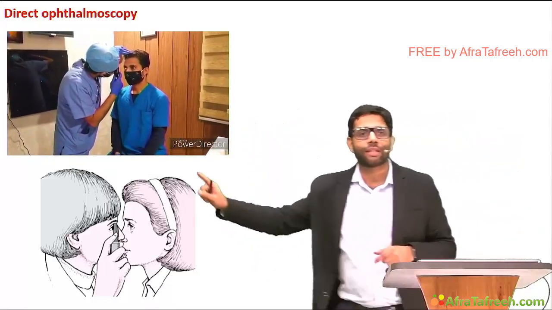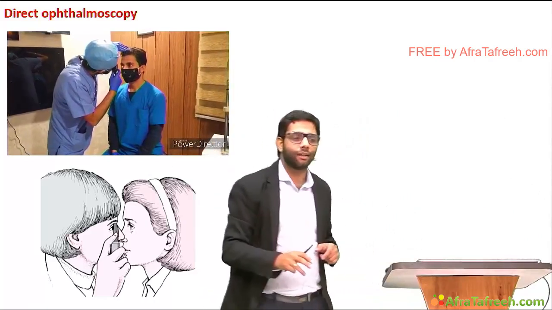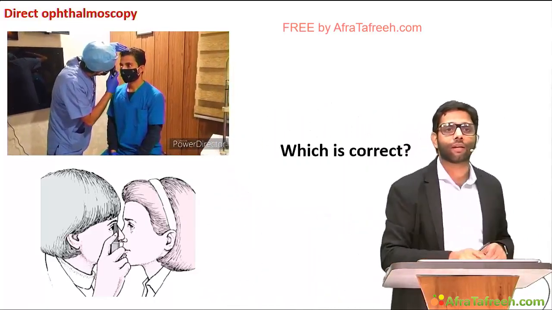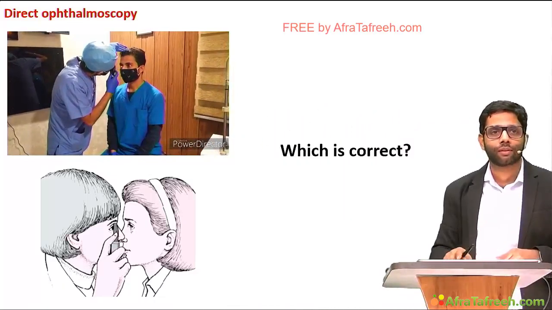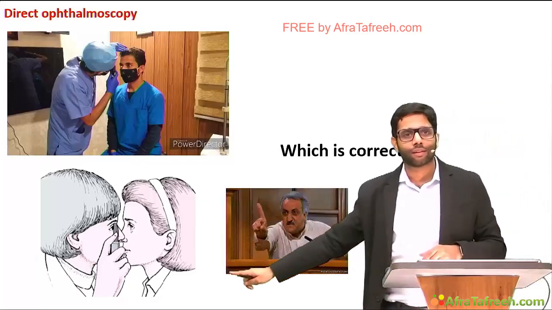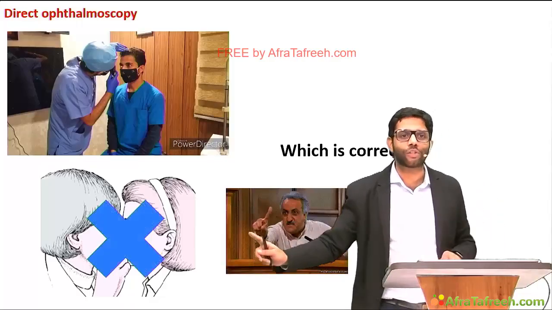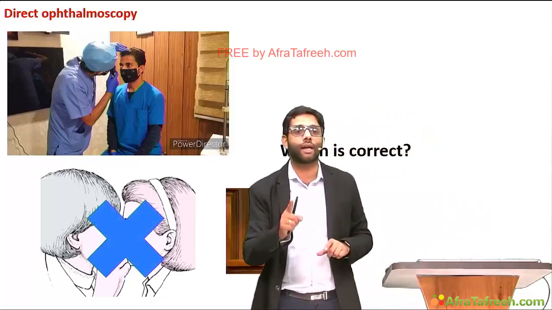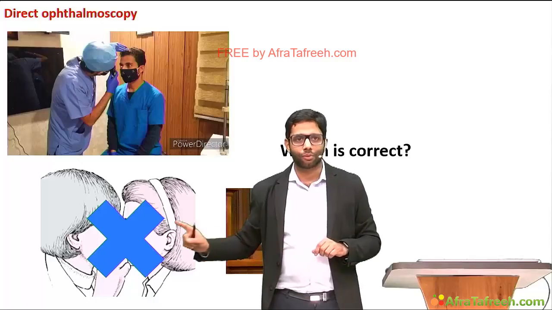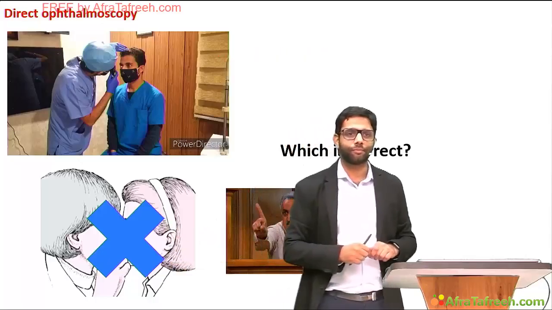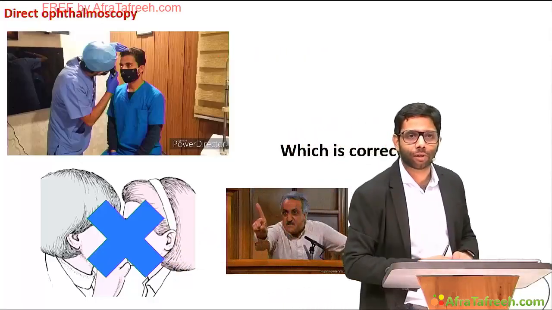If you want to see the right eye of the patient, you will choose which eye, right eye or left eye? Which is correct? If you do this, then there is a problem. To see the right eye of the patient, you should see from your right eye. If you see from the other eye, then I hope you can understand a little bit of this.